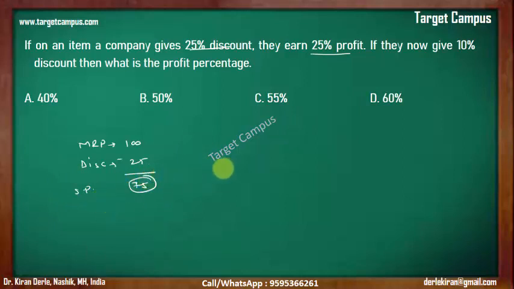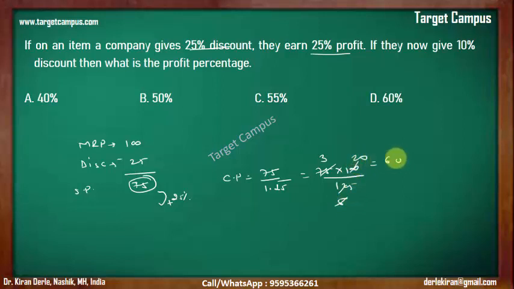So 75 is not cost price, it is selling price, and it is after getting 25% profit, right? So the cost price of an article would be 75 upon 1.25, right? Because profit is 25%. So if this is selling price, cost price would be selling price upon 1.25, right? So 75 into 100 upon 125 is the cost price, and that is 25 3s are 75, 25 5s are 125, so 3 into 20. So this is 60.